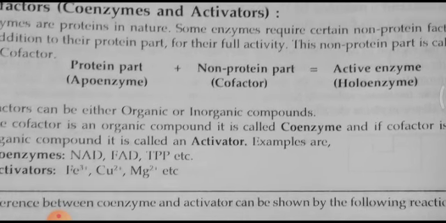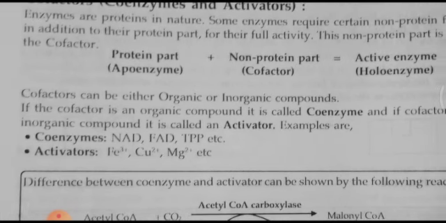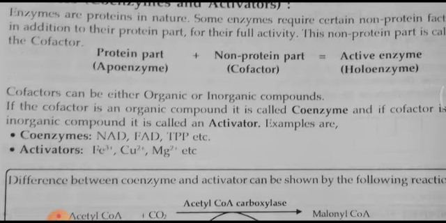So what is this non-protein part, which is also called cofactor? Cofactors are non-protein, but they may be either organic in nature, made up of carbon compounds, or inorganic compounds which don't have carbon. If the cofactor is an organic compound, it is called coenzyme. If the cofactor is inorganic in nature, then it is called activator. So it depends on the type of the compound. If the organic compound is the cofactor, then it is coenzyme. If the inorganic compound is the cofactor, then it is called activator.